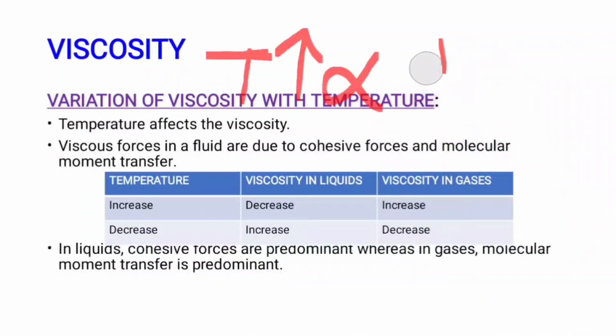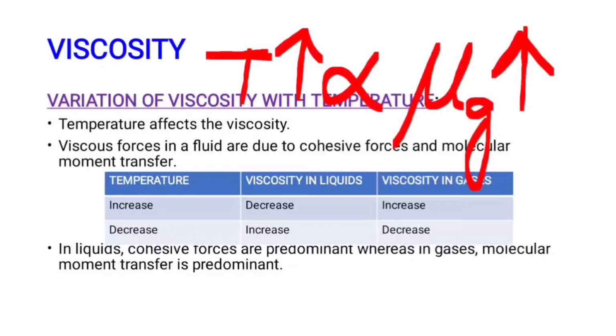Let's take gases. For gases, both increase. If temperature increases, viscosity increases. Temperature decreases, viscosity of gases decreases. In liquids, it is vice versa. Temperature increases, viscosity decreases. Temperature decreases, viscosity increases. I hope this is understood.